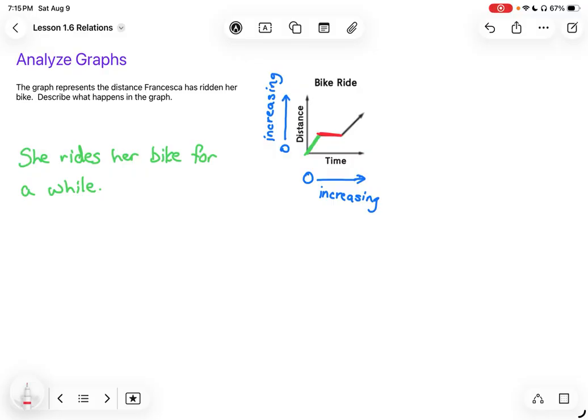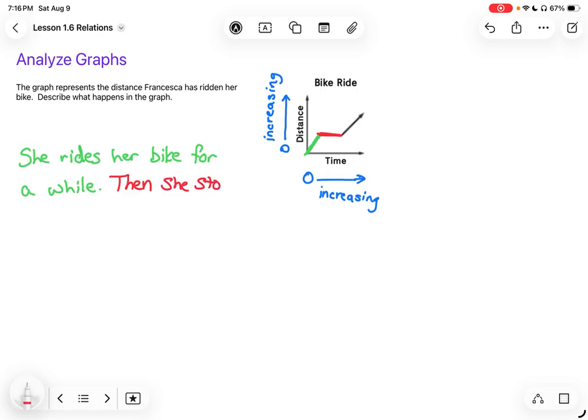Right there, the time is still increasing. We're still moving along the graph from left to right, but we are not moving up. The distance is not increasing, it's completely flattened out. So if time is still going forward, but the distance is not changing, what does that mean? It means she stops.